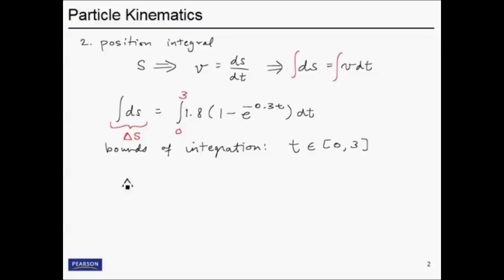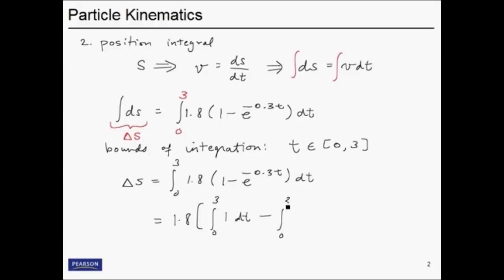So we know that delta s now is going to be this integral from 0 to 3 of 1.8 times (1 minus e to the minus 0.3 t) dt, and we're going to be able to break this up in a couple of ways. So for example, here we're going to do 1.8 out in front, and then in brackets we'll do an integral from 0 to 3 of 1 dt minus an integral from 0 to 3 of e to the minus 0.3 t dt, and we'll close that bracket.